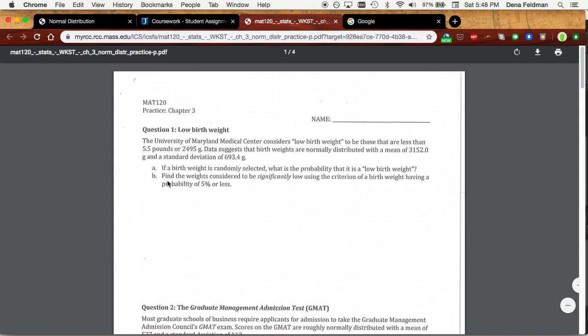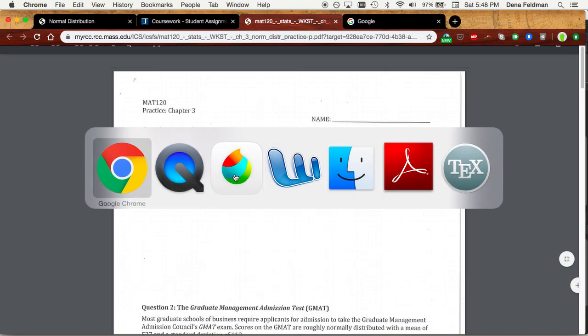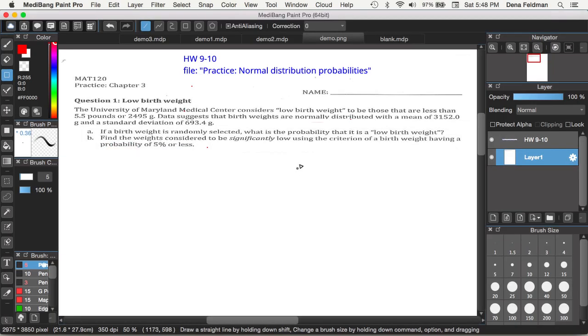So here is the workspace that I'm going to use. Again, I'm using this file. It's unfortunately a little stretched out, but just a few notes before I get started. I want to emphasize first of all that this chapter 3 is incorrect for our textbook. For our textbook, it's chapter 4. So again, normal distribution probabilities are covered in chapter 4, not chapter 3.